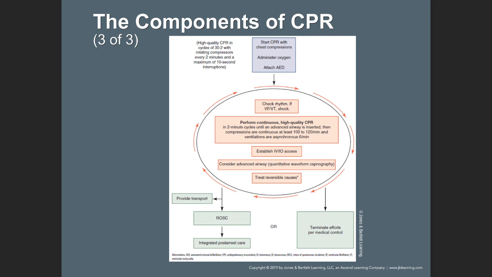And this chart depicts that. So start CPR with chest compressions, administer oxygen, attach AED, check rhythm, if VF or VT, shock. Perform continuous high-quality CPR in 2-minute cycles until an advanced airway is inserted if needed. Then compressions are continuous at least 100 to 120 beats per minute, and ventilations are asynchronous.